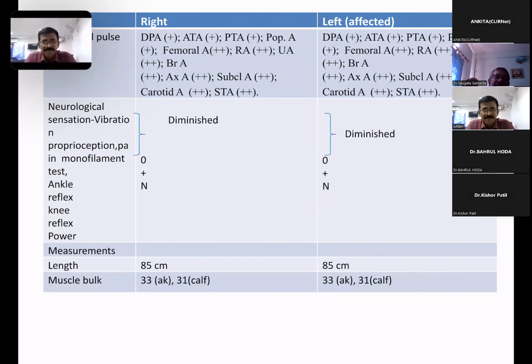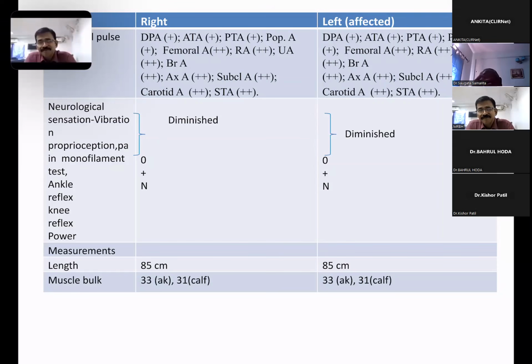33 means what? 33 centimeter? Yes, 30 centimeter. Okay. Length means what? You want to measure the limb shortening? How do you measure the limb length? If I ask, it is an orthopedic question. Where from do you start?